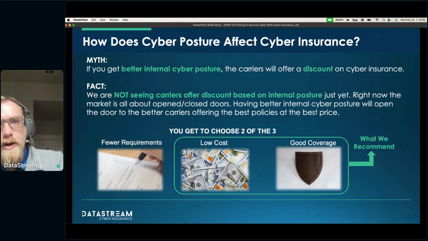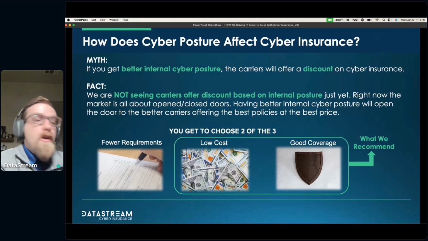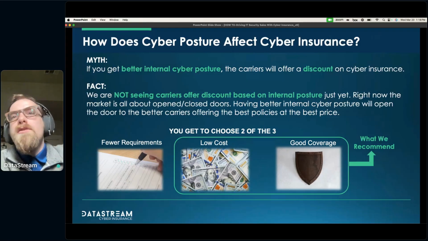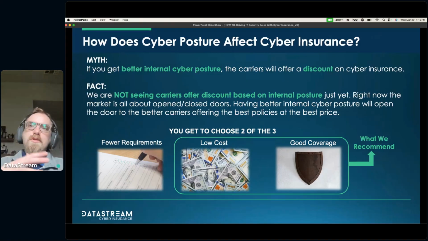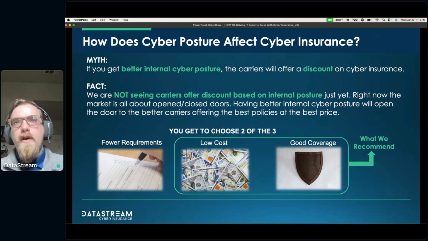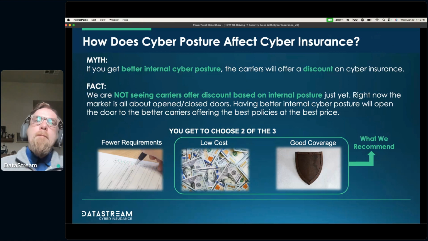And who's to say that if we go to another carrier with their same stack, they won't be offered an even better policy than that quote unquote 16% discount? So, as you can see, because of that unstandardized nature, it's very difficult to quantify what that would look like. But it really comes down, as I mentioned, to open and closed doors, and you can think of these three areas as features of your policy where you get to choose two of the three.